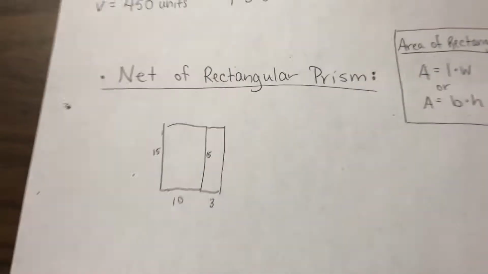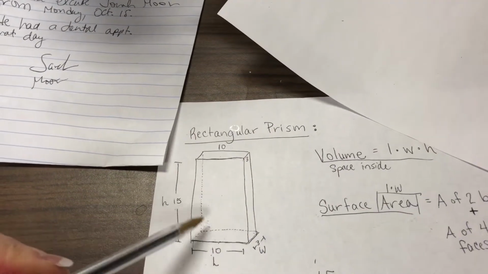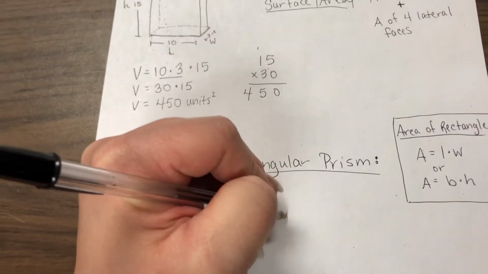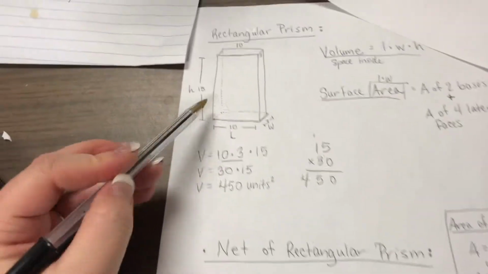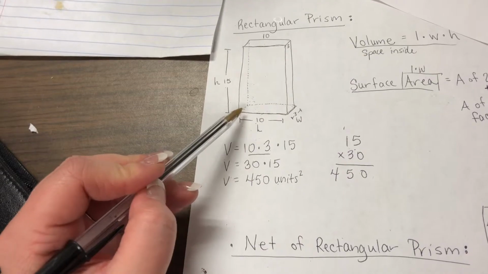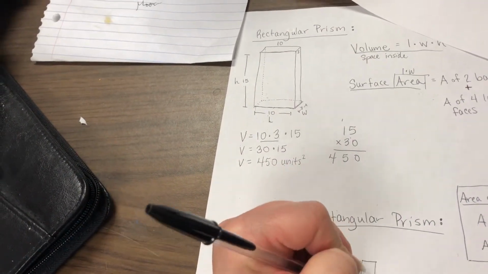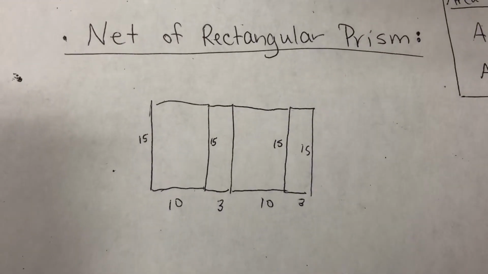Okay. Now, if I go around to the back, I'm going around the figure. The back side should be the same as the front side. So again, we're going to have a rectangle that is 10 by 15. And then if I go around to this left-hand side, the left-hand side should be the same as the right-hand side. So that should have dimensions 3 by 15. So that's how we create the lateral faces in our net.